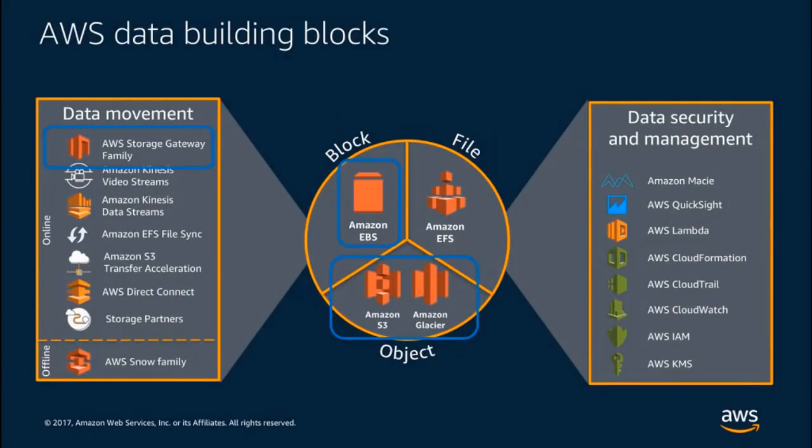So for those of you that haven't heard about Storage Gateway, here's a slide of AWS storage services in general. I wanted to give you a feel for where it fits in. In the middle here, we see our 3 core storage services, providing block, file, and object storage through EBS, EFS, and S3 Glacier. Storage Gateway provides a data movement or data transfer tool into those services, specifically into EBS and into S3 and Glacier in today's offerings.